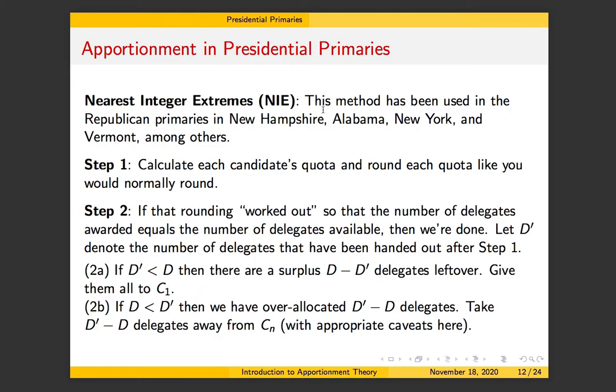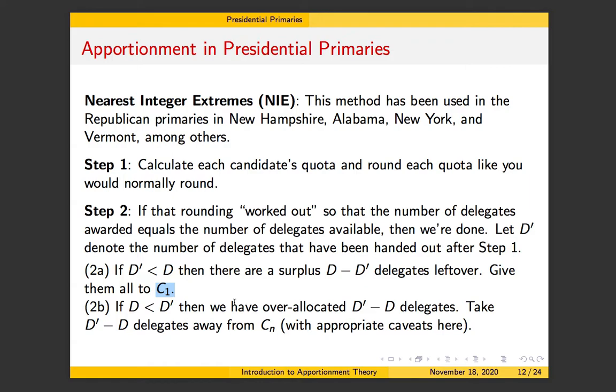So the New York Republican Party and New Hampshire Republican Party invented this method. And it goes like this. Calculate everybody's quota and then round them like you want to. If that rounding worked out, you're done. However, maybe you gave out too many. So let D prime be the number of delegates that have been handed out after rounding. If D prime is less than the number of delegates available, then you have a surplus. You have not handed out enough, because D prime, the number of delegates you handed out, came in under the total number of delegates available. So you just calculate whatever the surplus is, and you throw them all to the top candidate, C1.